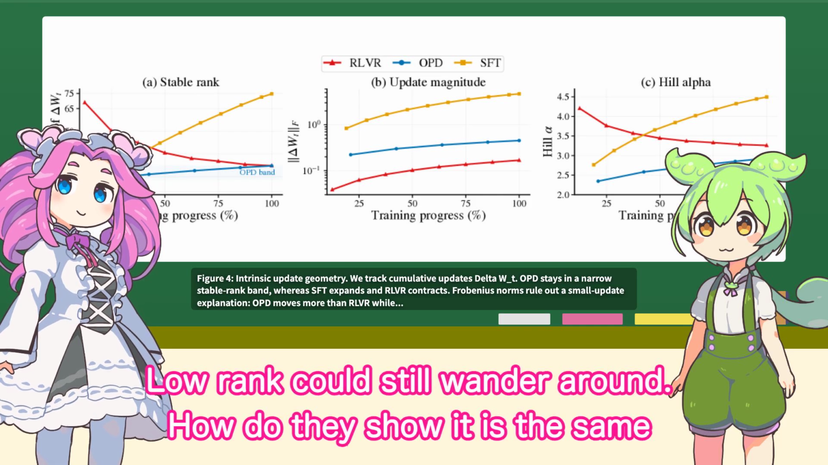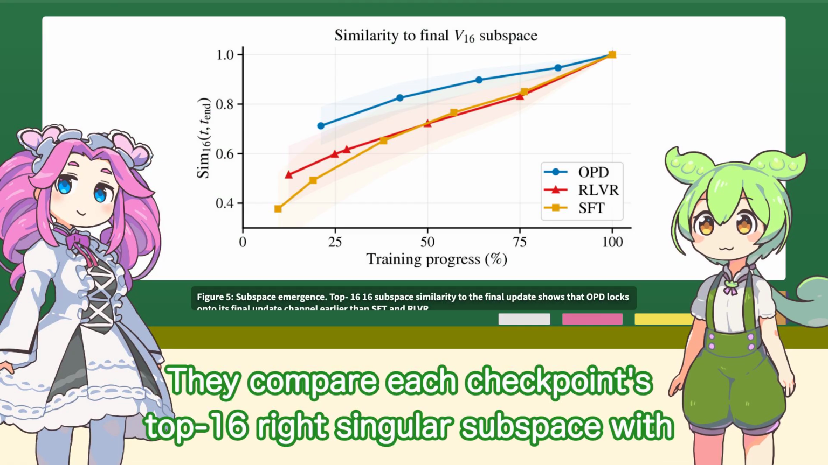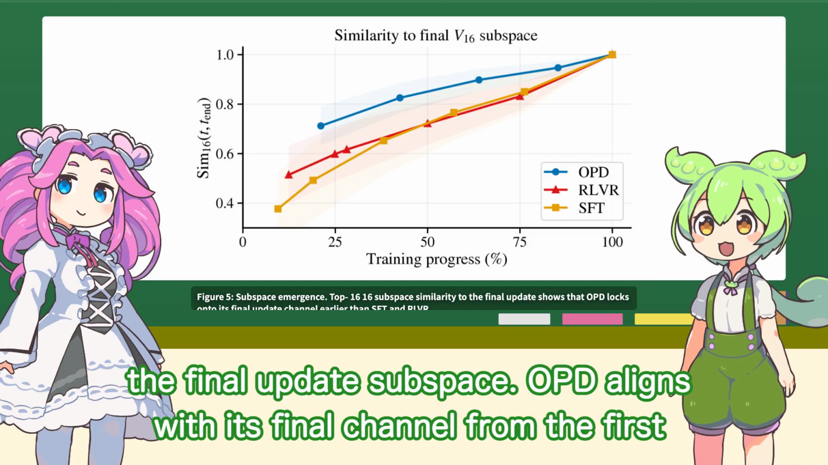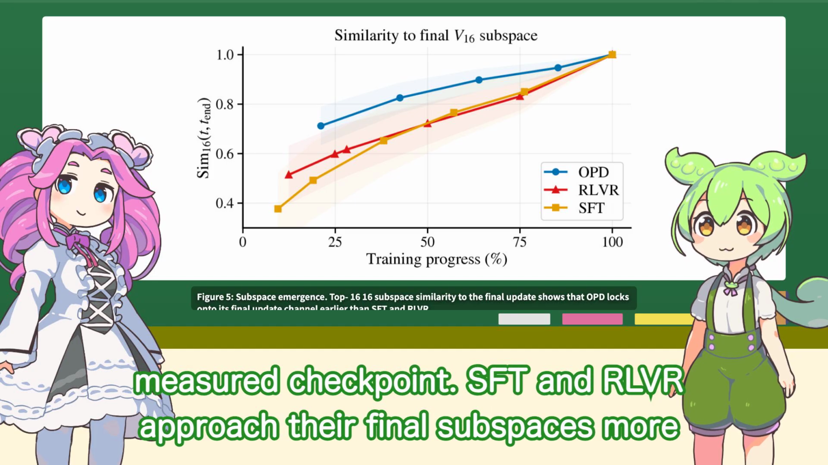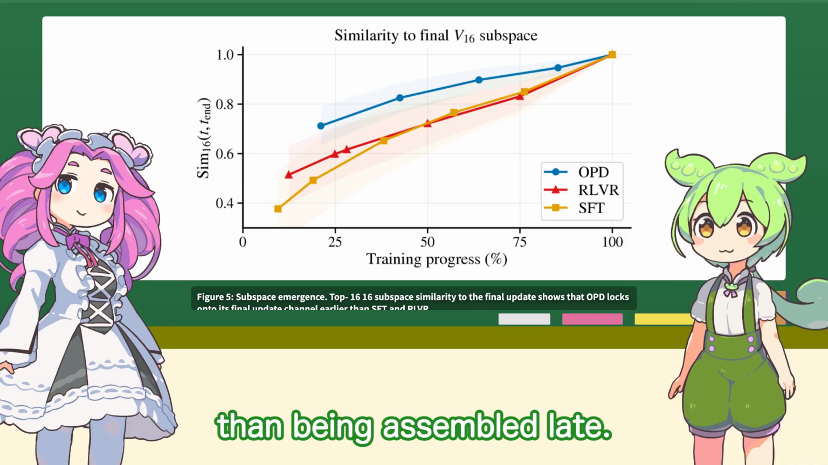Low rank could still wander around. How do they show it is the same channel? They compare each checkpoint's rank-16 write singular subspace with the final update subspace. OPD aligns with its final channel from the first measured checkpoint. SFT and RLVR approach their final subspaces more gradually. That is why the paper says the OPD channel emerges early rather than being assembled late.